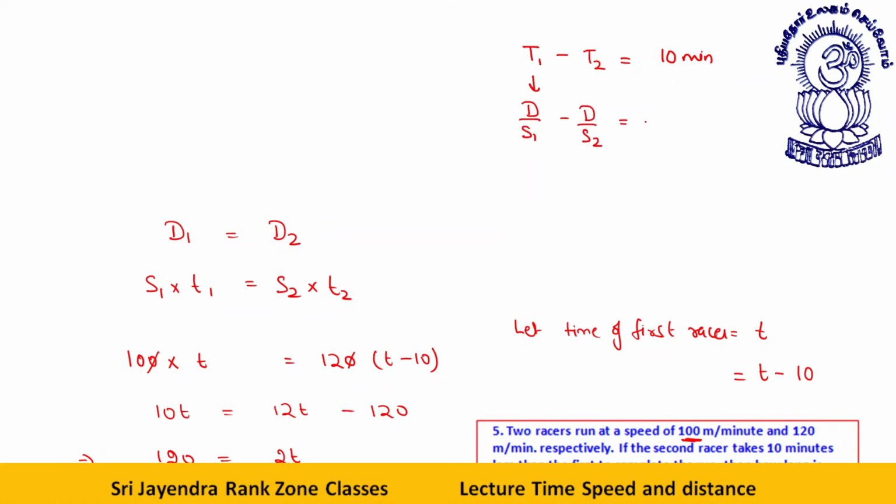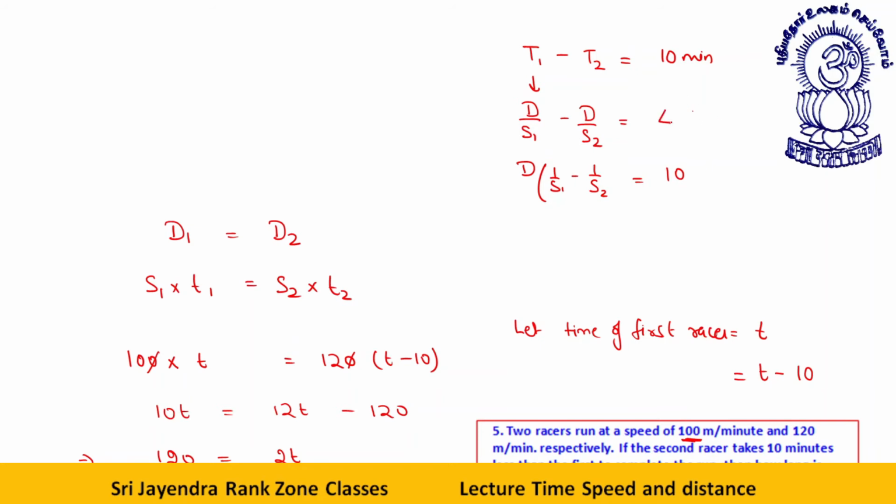That is distance upon speed 1 minus distance upon speed 2. This type of concept I will be using in the next class, in the coming questions too, very often. So what I get is d by 100 minus d by 120 is equal to 10. Rather than solving this, what I'll be doing is, let me take d common. If I take d common, what I will be left with is 1 by s1 minus 1 by s2. I'm telling you a formula right now.